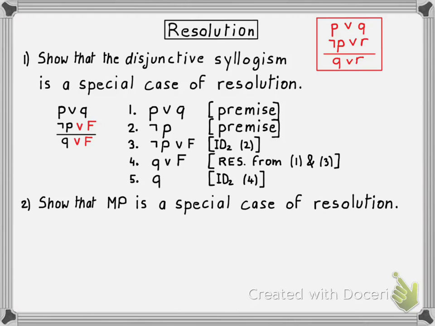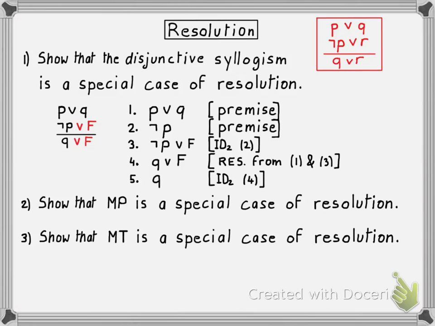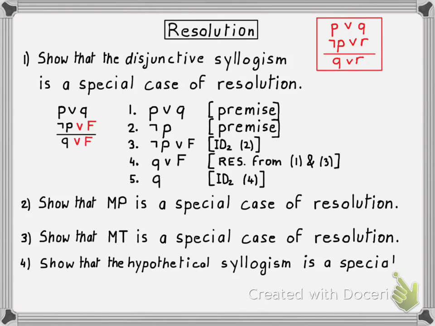I'm going to skip it here on the slide, and I'm going to give you two exercises for you to work on at home. I want to convince you that resolution is indeed a very general rule. So as a third example, I want you to convince yourself that modus tollens is also a special case of resolution, and that the hypothetical syllogism is also a special case of resolution. In other words, this resolution rule is quite powerful, and it's more general than any one of these four inference rules that you already know.